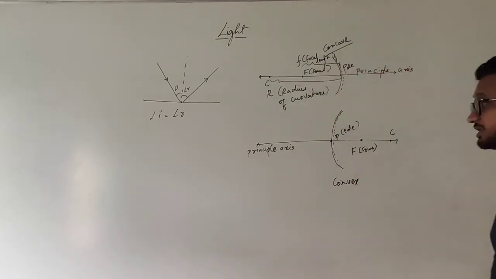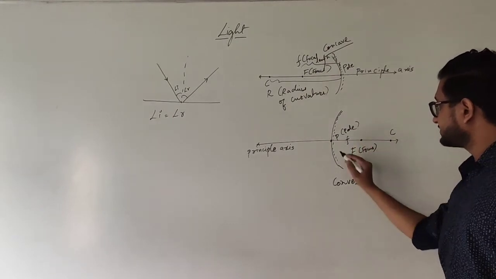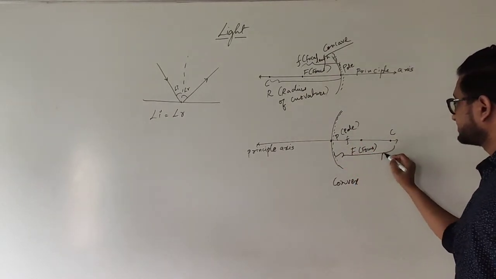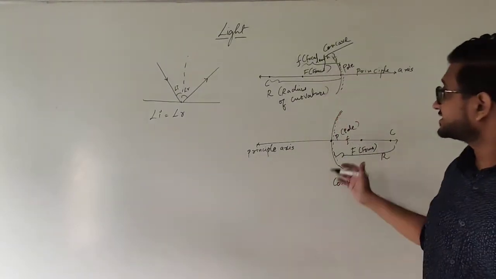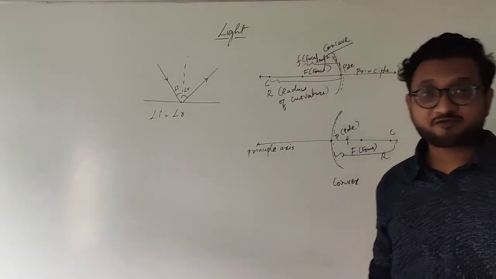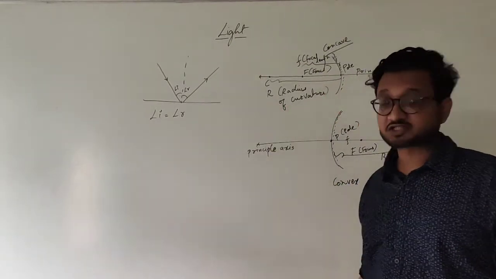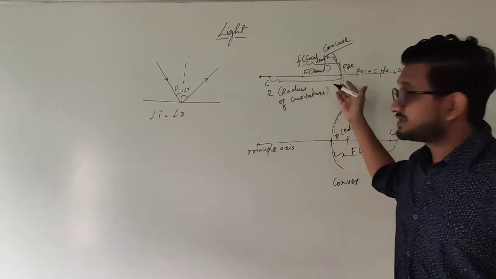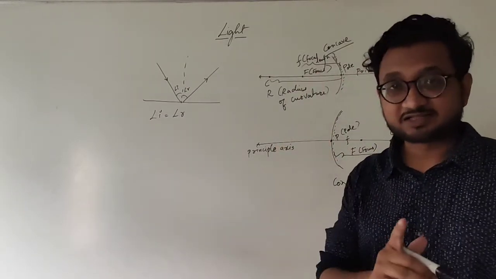The same thing is over here as well. From pole to focus, this is focal length, and this is radius of curvature, R. Now the interesting thing is that this focal length, small f, is actually half of the radius of curvature. If the radius of curvature is 20 centimeters, then focal length is going to be 10 centimeters.